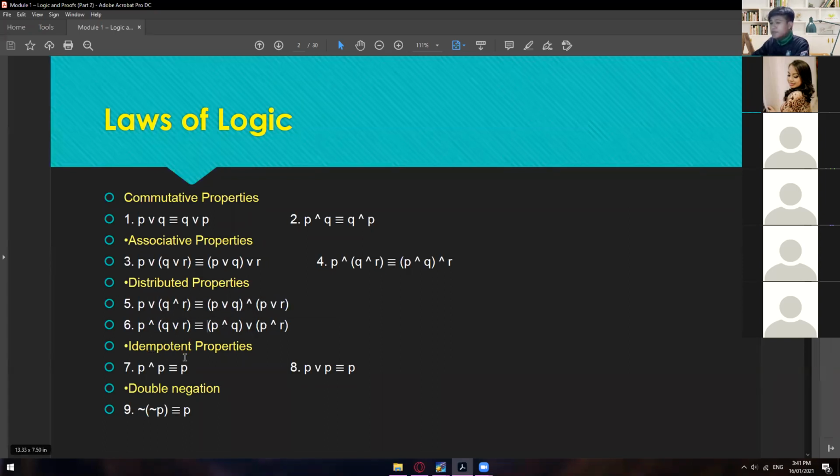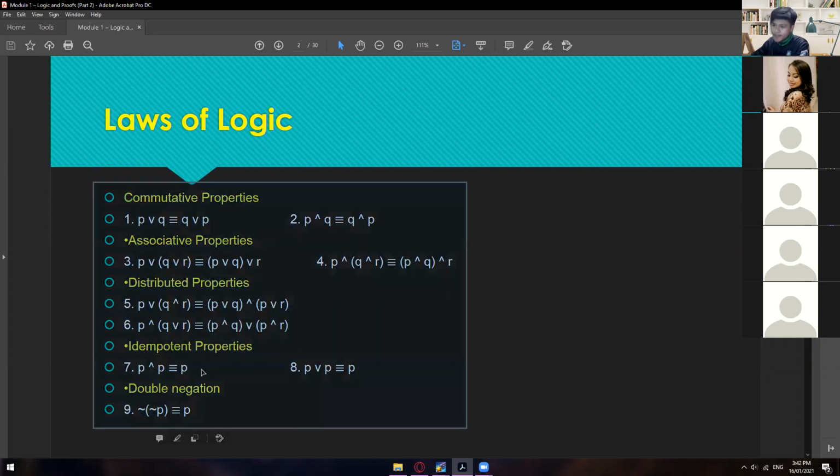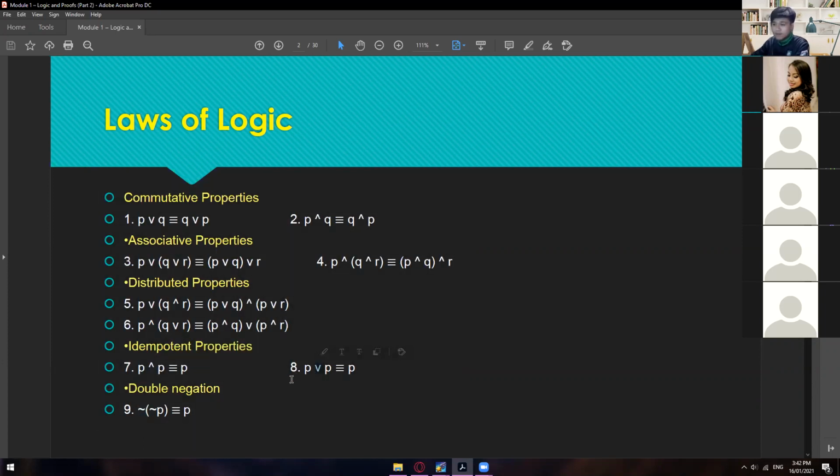And then idempotent properties. So this is common sense already, because if you're going to have two of the same variables, then whatever is the value of this one is the same as the value of this one. So we could say that P and P is equal to P. Because if this one is true, then this one is also true. If this one is false, then this one is already false. So this one is applicable in AND and in OR only. Okay? So P and P, and then P or P, would be equal to P only.